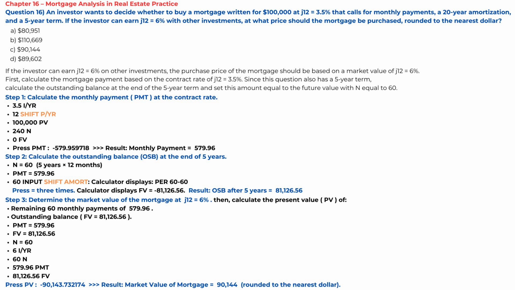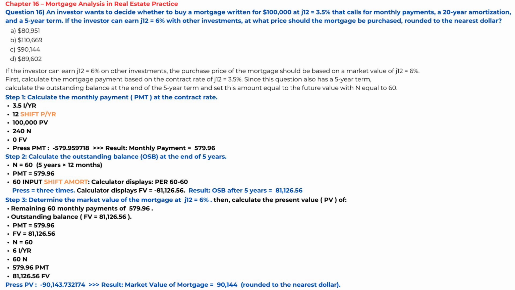First, calculate the mortgage payment based on the contract rate of J12 equals 3.5%. Since this question also has a 5-year term, calculate the outstanding balance at the end of the 5-year term and set this amount equal to the future value with N equal to 60. Step 1. Calculate the monthly payment, PMT, at the contract rate. 3.5 I/YR, 12 Shift PYR, 100,000 PV, 240 N, 20 years times 12 monthly payments, 0 FV. Press PMT, calculator displays negative 579.959718, round it off with the plus/minus sign, and then press PMT.